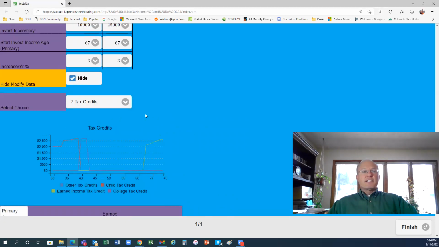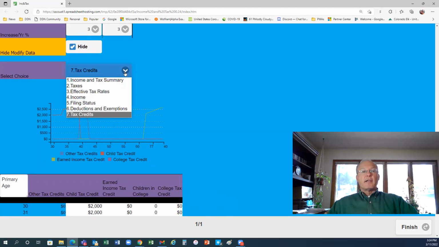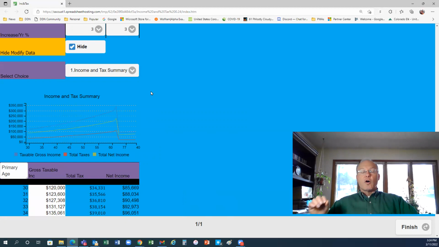So anyway, this is a very handy tool to help you plan all your income, all of your taxes from now or back to 1990, as far back as you really want to go, and then project that forward.